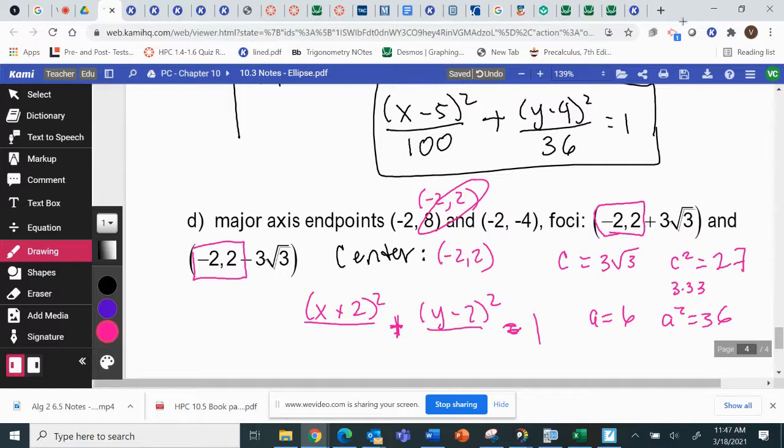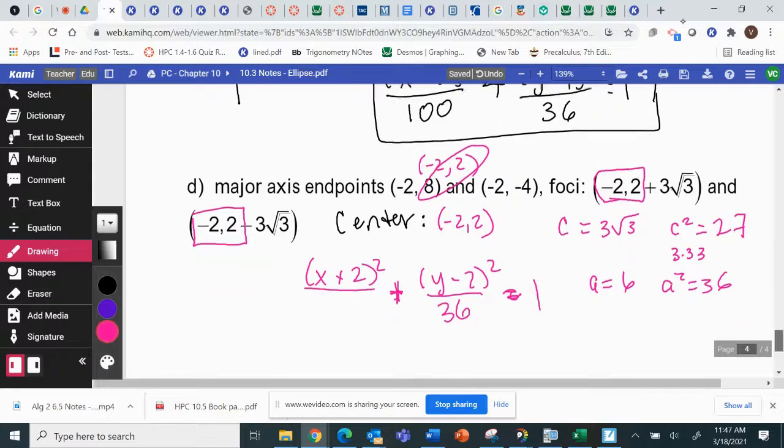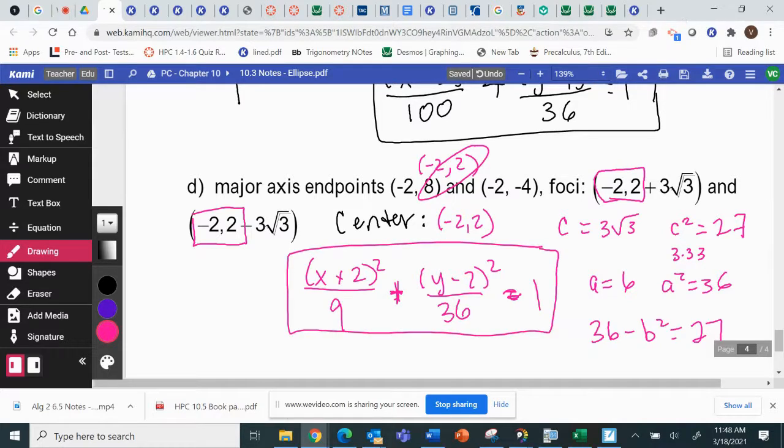Which variable changes? John, which variable is changing here? It's the y. So that 36 is under the y. And then we'll do a squared minus b squared equals 27. So it'll be 9. Good. All right, that's it for notes for today.